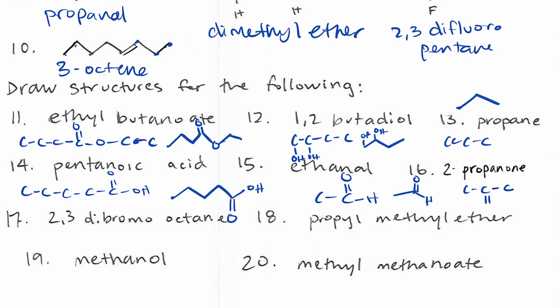2-propanone at number 16 is a ketone with 3 carbons. Technically, you don't need the 2, but I included it for funsies. The definition of propanone is that the carbonyl has to be in the middle, so this doesn't really require a 2 because there's only one spot to put it.